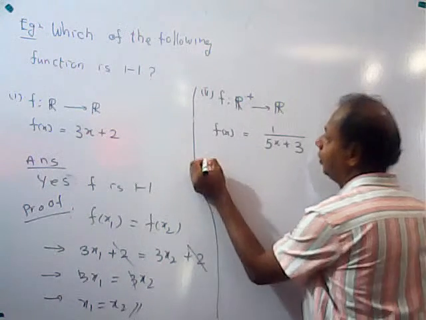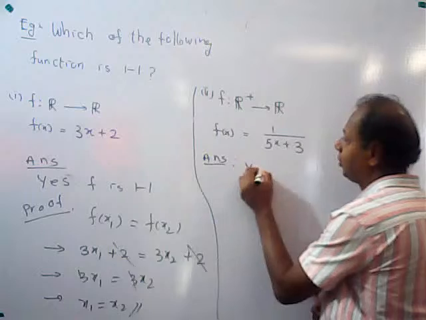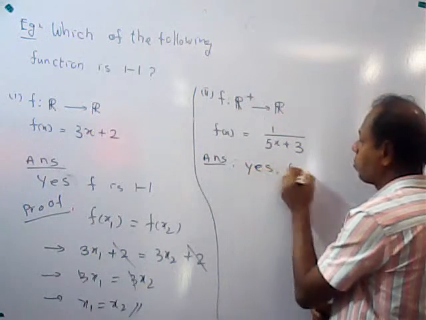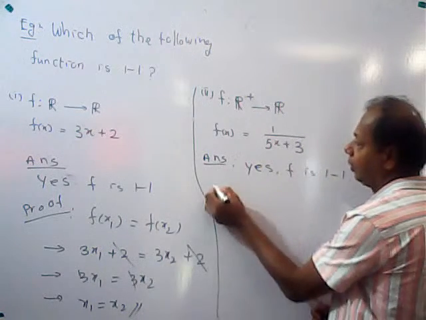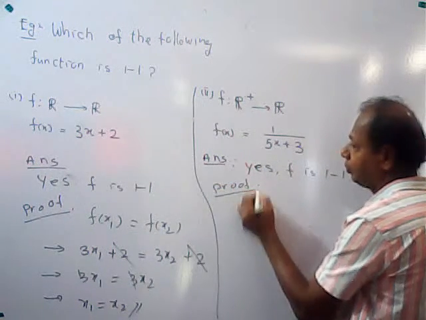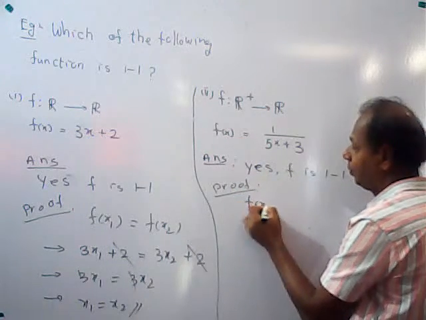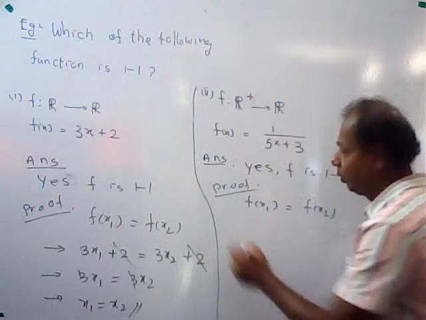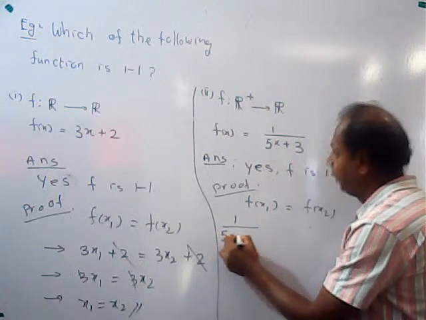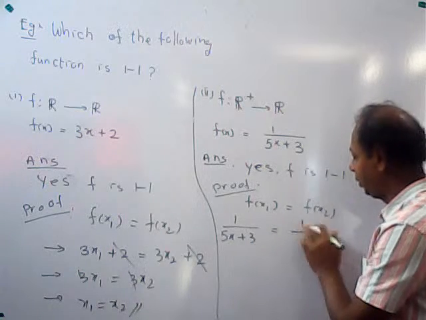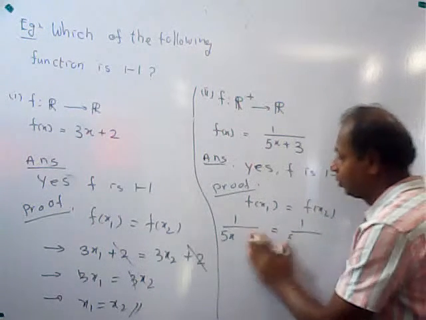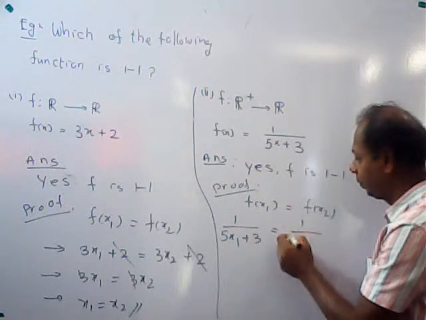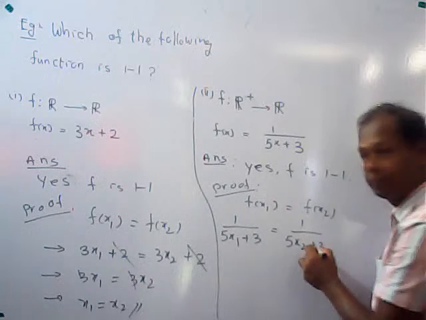First, you start by saying yes. f is one-to-one. Then proof. Say f(x1) is equal to f(x2). Then you get 1 over 5x1 plus 3 equals 1 over 5x2 plus 3, right? f(x1) is 1 over 5x1 plus 3, and f(x2) is equal to 1 over 5x2 plus 3.